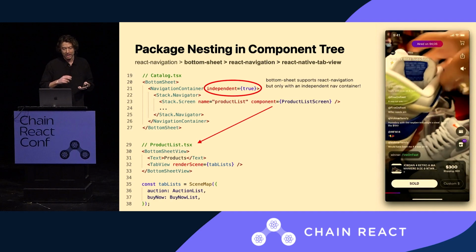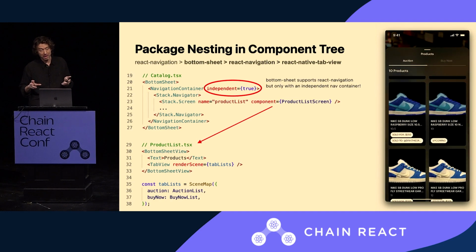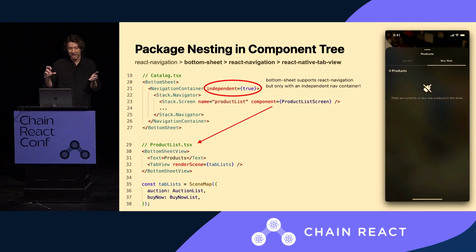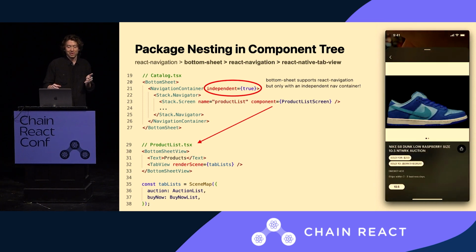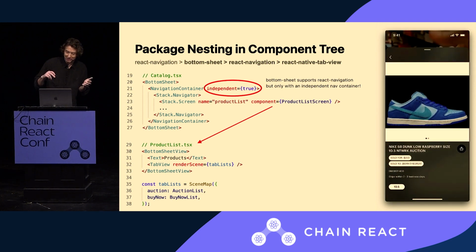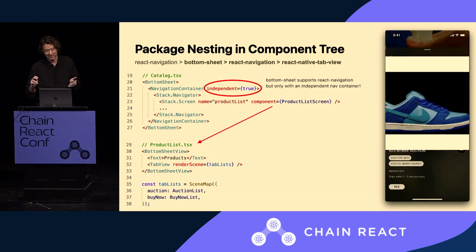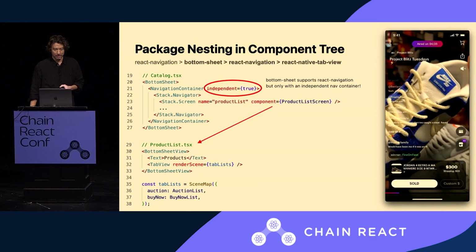So within that, it's basically just using this package called Bottom Sheet. The cool thing about this library is that you can nest more screens inside this sheet, but the one little nuance is that you have to embed a navigation container and make that independent, and that has some implications with how you do routing.